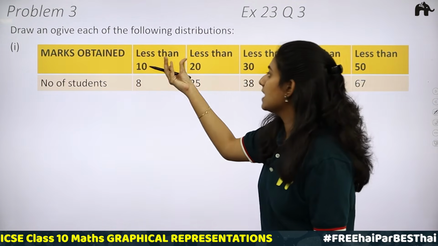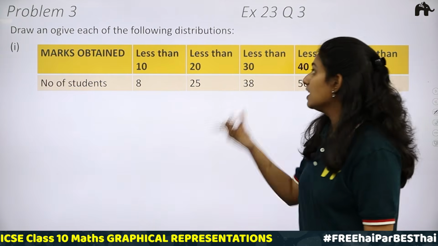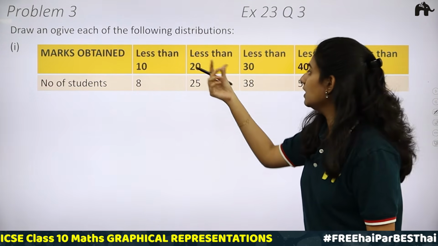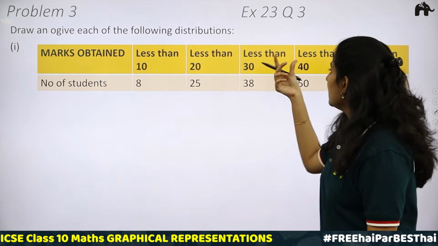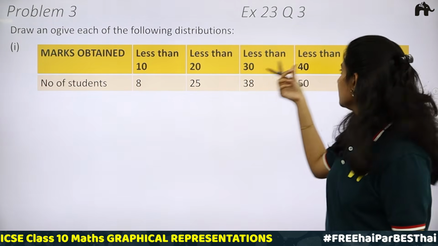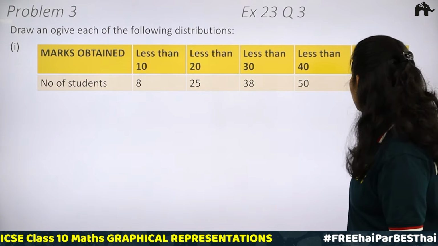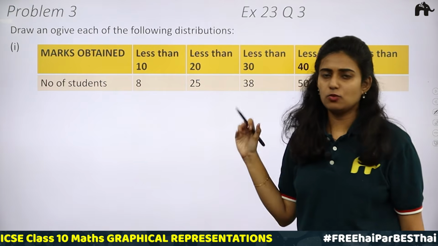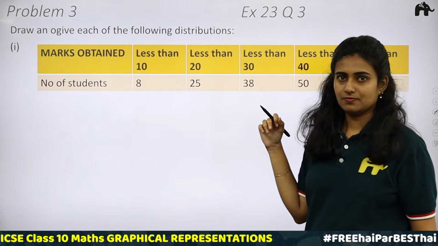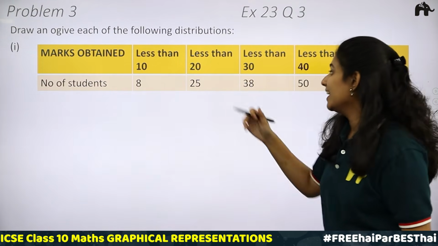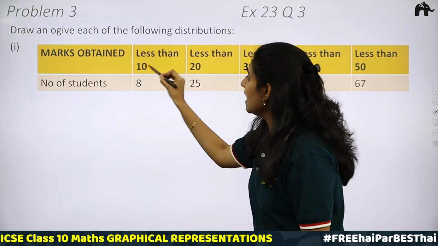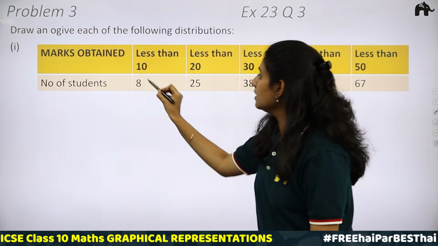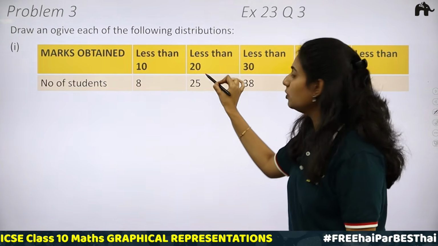Students who scored less than 10 is equal to 8. Students who scored less than 20 is equal to 25. Less than 30 is 38. Less than 40 is 50 and less than 50 is 67. What does this mean? Yes, here we have less than 10, 8 students. These 8 students will be included in less than 20.